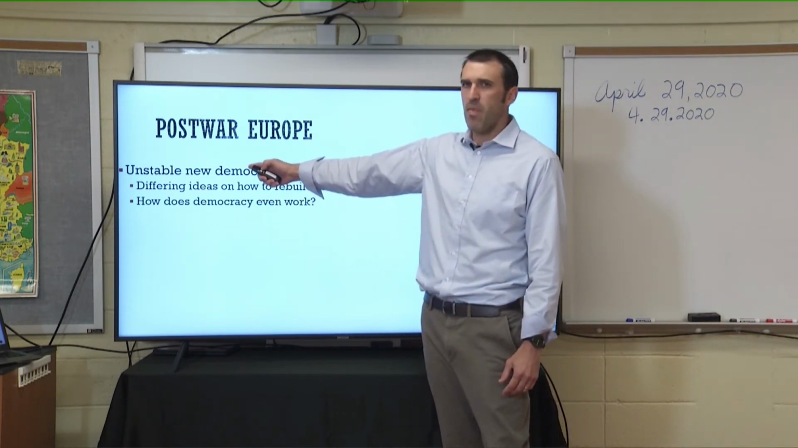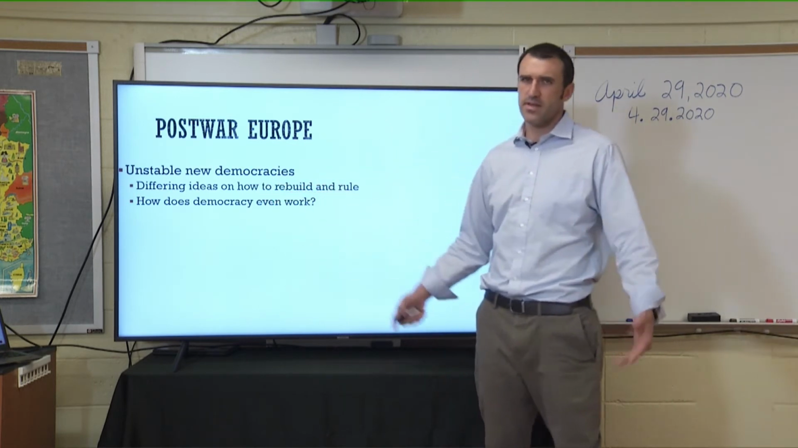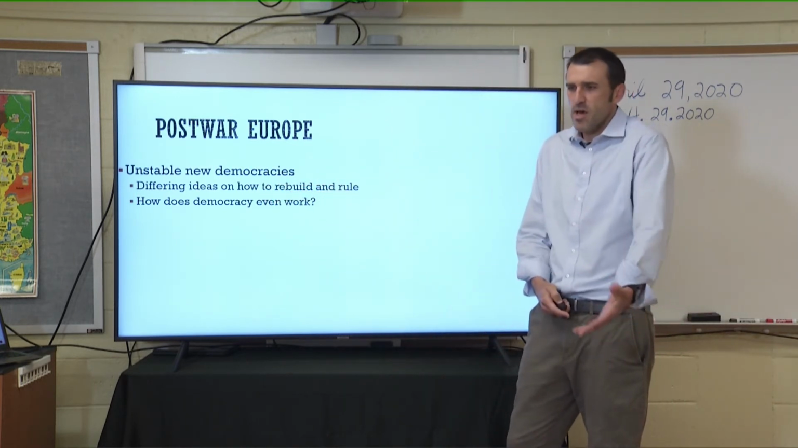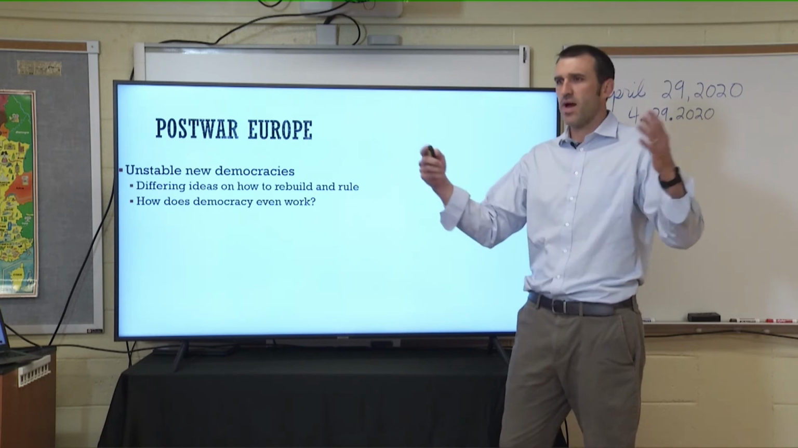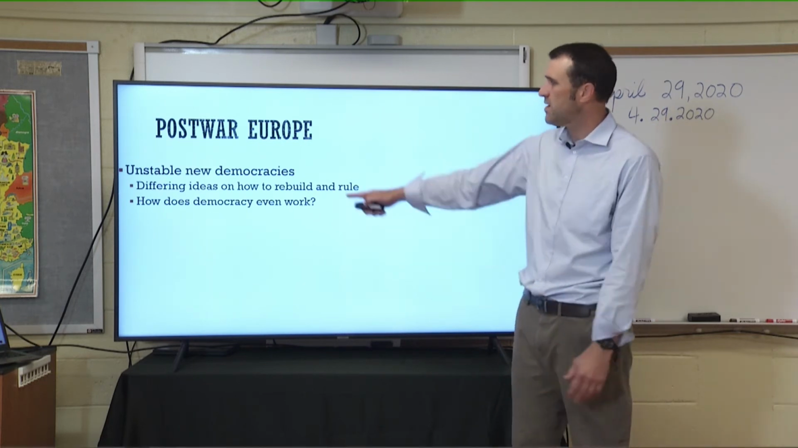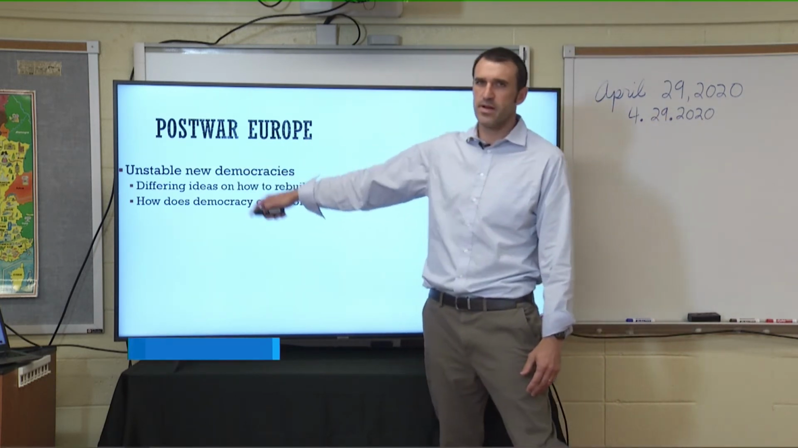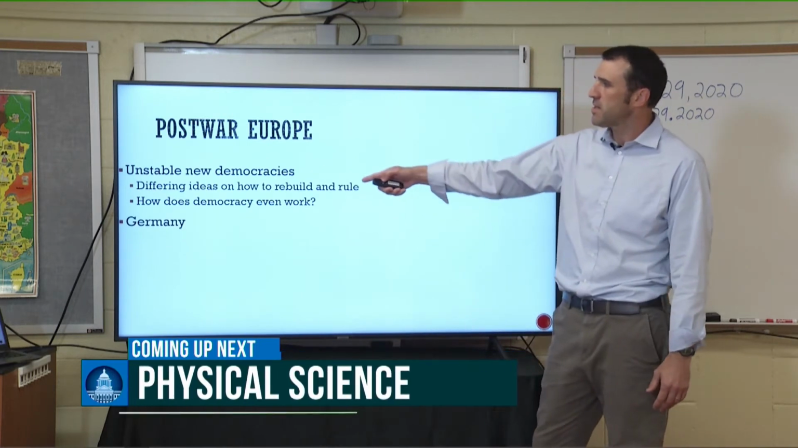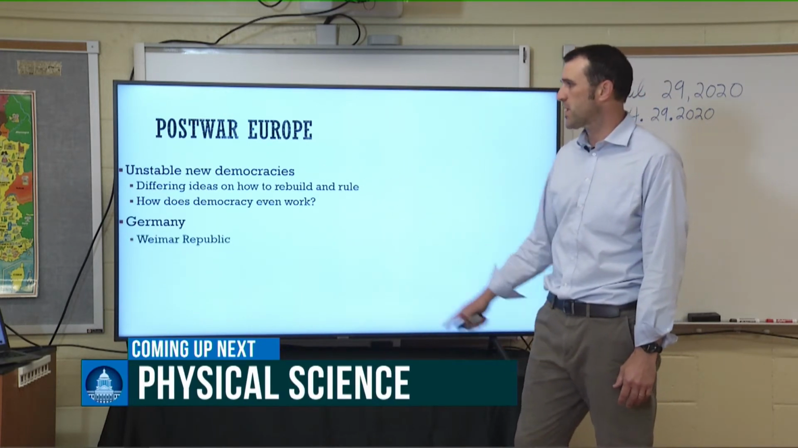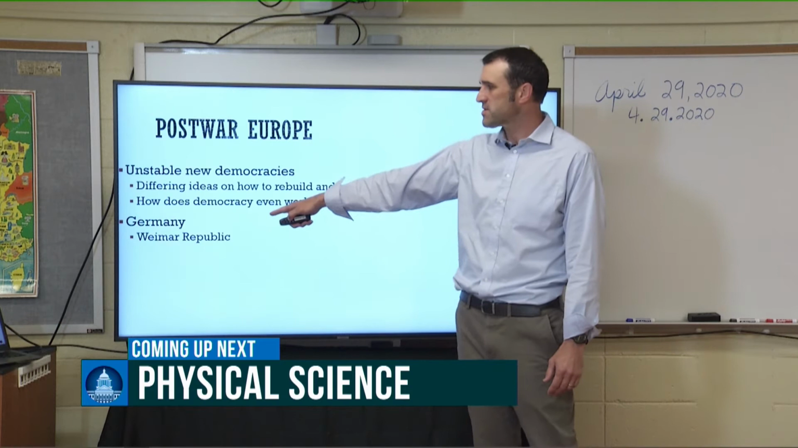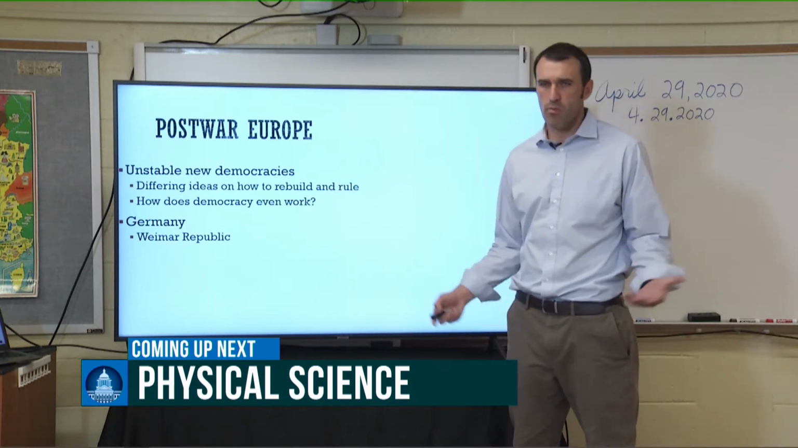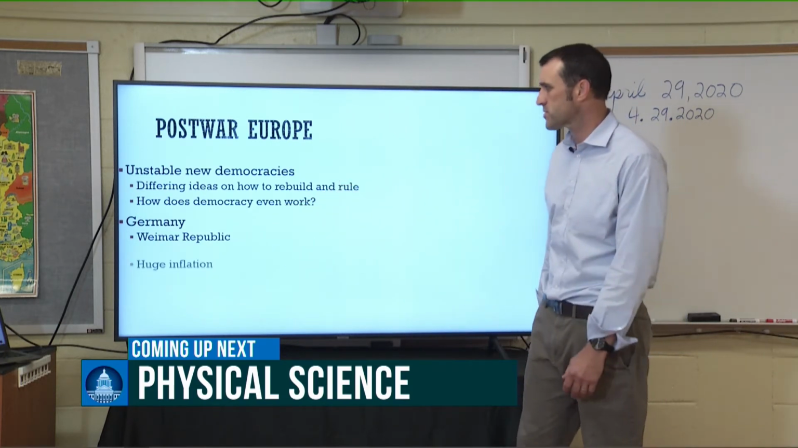And democracy being new to many of these countries, how does this even work? How does this play out? Who gets a say-so? How should we set it up? And these democracies were very unstable. Let's give a specific example of Germany. Germany, after the war, set up what was called the Weimar Republic. A republic is a rule by elected officials.